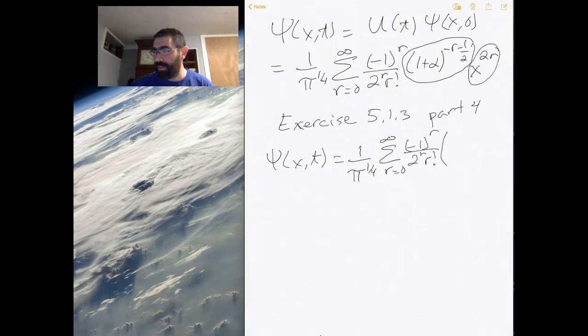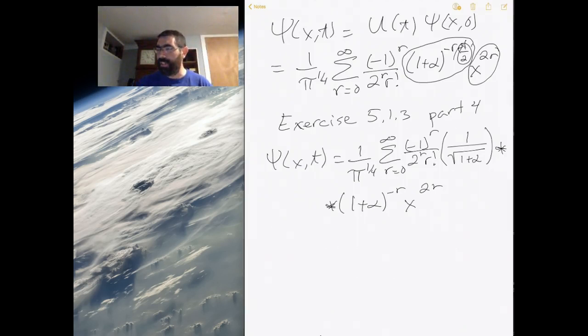into a 1 over the square root of 1 plus alpha. So that's that minus 1/2 exponent times a 1 plus alpha to the minus r times x to the 2r power. So that's multiplied by the end of this thing right here.